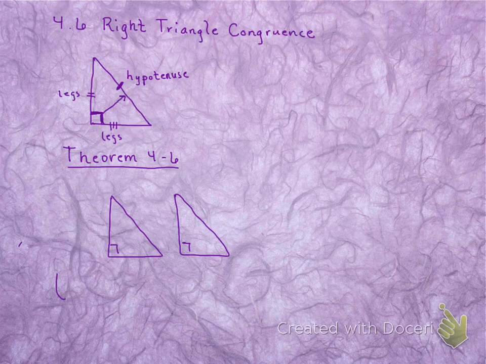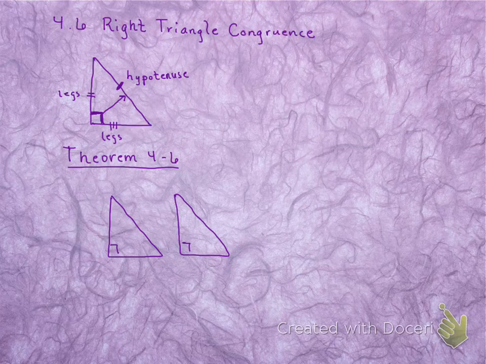Okay, so we'll move on to theorem 4.6. Theorem 4.6 talks about right triangle congruence. It says if the hypotenuse and a leg of one right triangle are congruent to the hypotenuse and a leg of another right triangle, then the triangles are congruent.